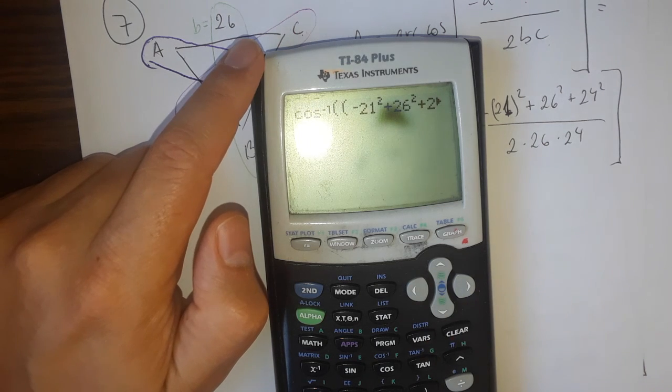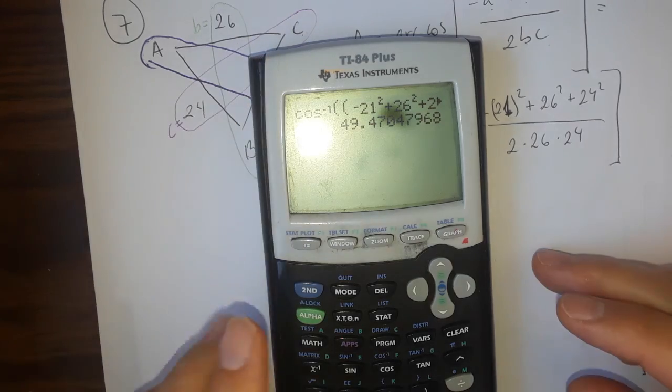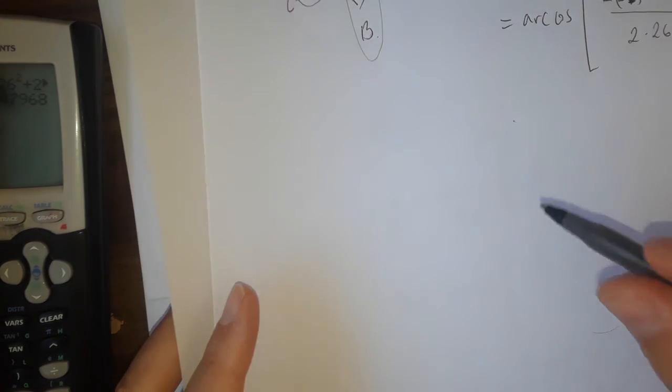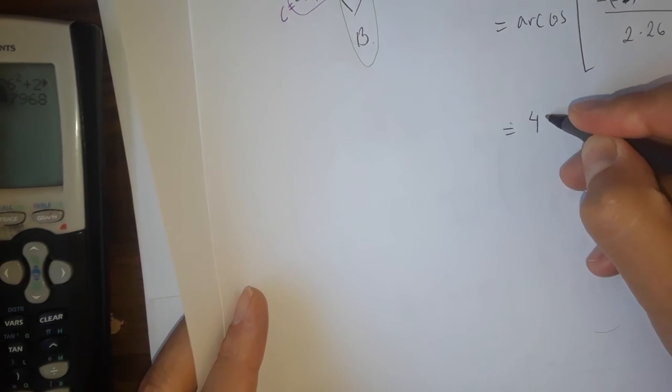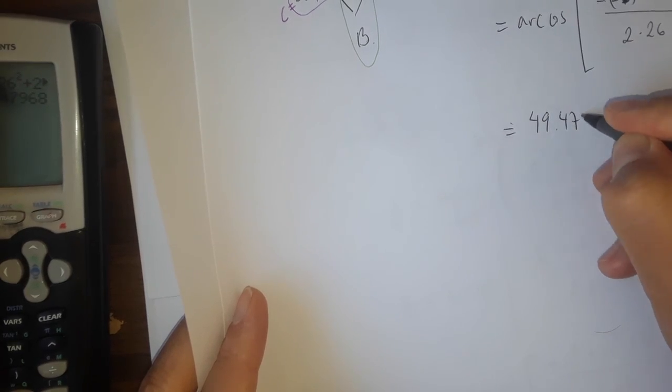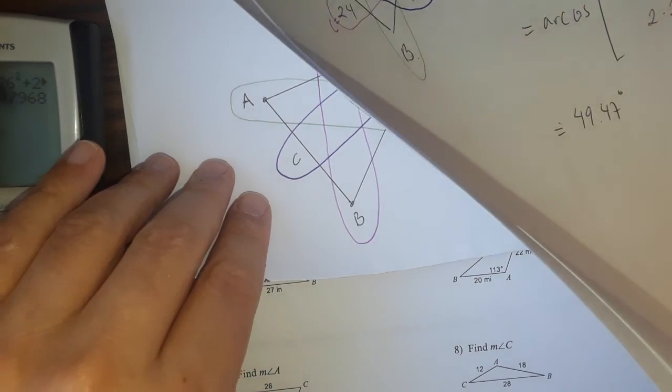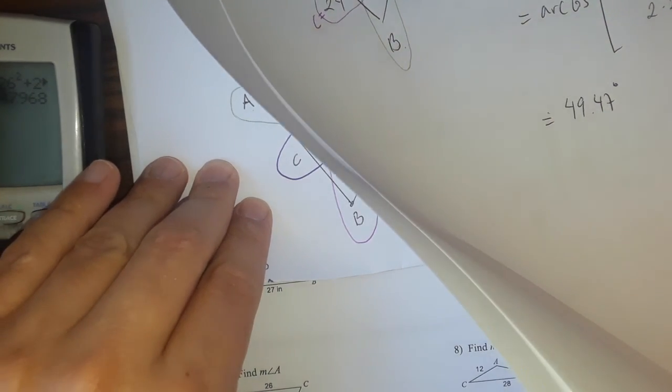Okay. Enter. 49.47. Does it make sense? Let me see the problem. 49, probably it does make sense. Okay, so that's 49.47 degrees. Yeah, I think it's the right answer.